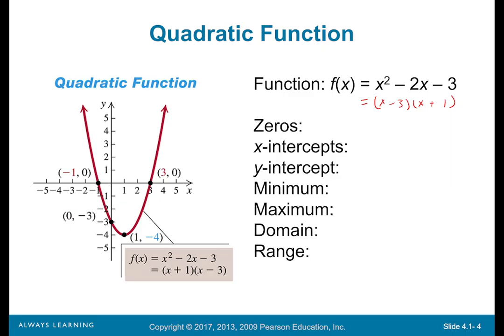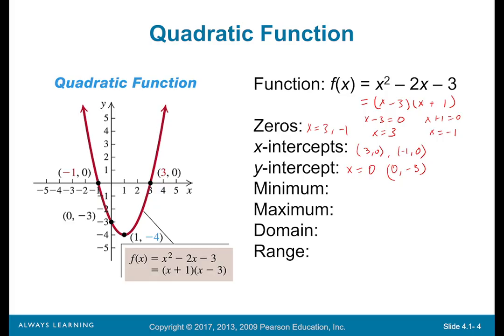Now to find our actual zeros here, we take those factors and we set each one equal to 0. So x minus 3 equals 0 and x plus 1 equals 0. Here we get x equals 3 when we add the 3 to the other side. And here we get x equals minus 1 when we subtract 1 to the other side. So these are our zeros, x equals 3 and minus 1. Now our x-intercepts are, of course, the points (3, 0) and (-1, 0). To find the y-intercept, of course, we want to plug in x equals 0, and we get (0, -3).